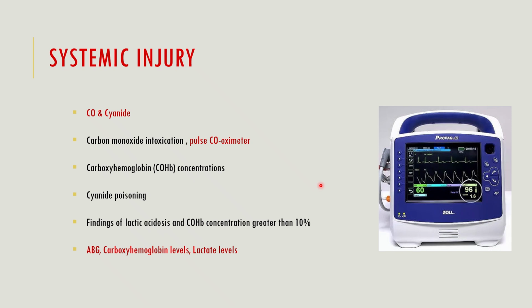Cyanide has a very low half-life and it is very difficult to detect. But in case you are finding lactic acidosis along with a carboxyhemoglobin concentration greater than 10%, chances are the patient might also be having cyanide poisoning. So a combination of ABG, carboxyhemoglobin levels and lactate levels can let you suspect cyanide poisoning also.